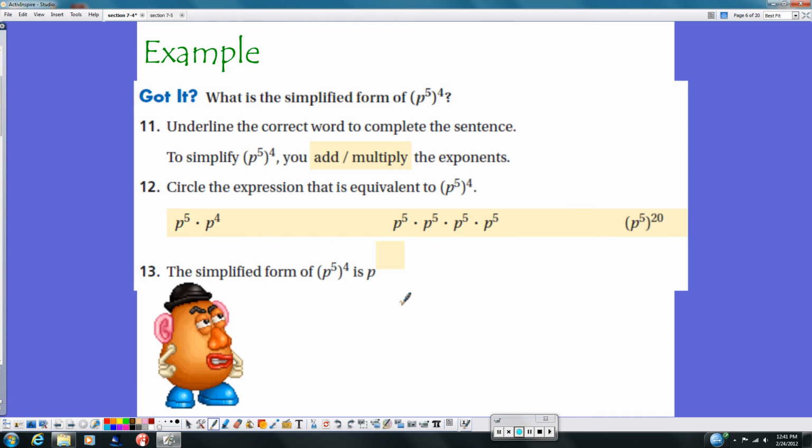Let's take a look and figure out the simplified form for p to the 5th raised to the 4th power. First of all, to simplify p to the 5th raised to the 4th power, are we going to add or multiply the exponents? We're going to multiply them. Circle the expression that is equivalent to p to the 5th to the 4th power. Remember what this means. We are going to take whatever's in here and write it 4 times. So that's p to the 5th, p to the 5th, p to the 5th, and another p to the 5th. So the simplified form is going to be p to the 20th, multiplying those exponents.